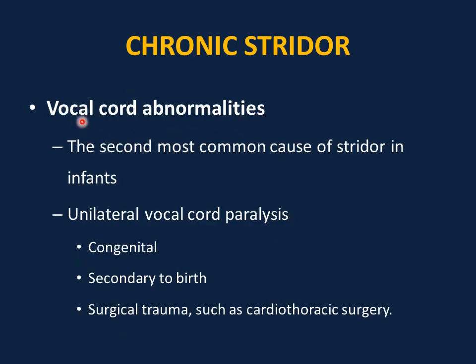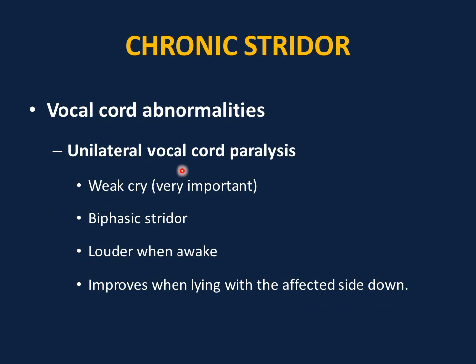Another cause of chronic stridor is vocal cord abnormalities. The second most common cause of stridor in infants is vocal cord abnormalities. Unilateral cord paralysis is usually congenital, or secondary to birth trauma or surgical trauma, such as cardiac or cardiothoracic surgery. Know that unilateral vocal cord paralysis presents with a weak cry. This is very important in your differential diagnosis. Weak cry and stridor is vocal cord paralysis until otherwise proved. The stridor is biphasic, inspiratory and expiratory. It is louder when the patient is awake and improves when lying down with the affected side, the paralyzed vocal cord side, down.